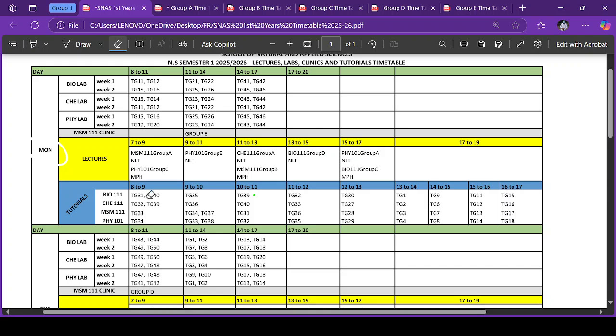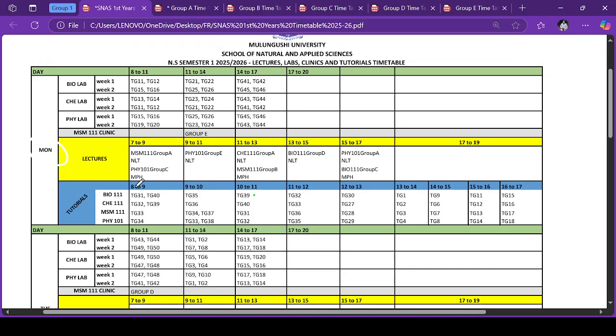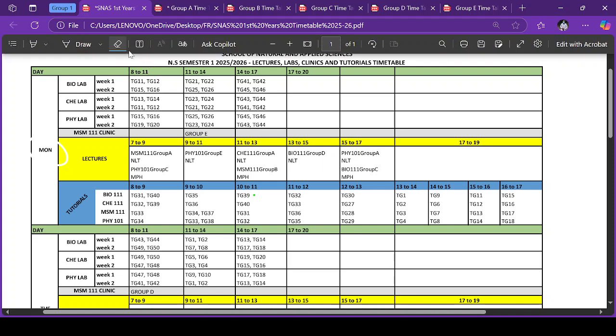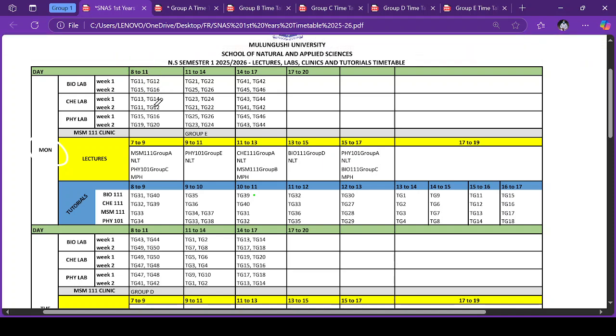So this box is showing from 8 to 9 those who will be having tutorials, TG31, TG40, and so on. These are the ones who will be having their labs, not group 1 to 10. You can't have a lab here. So where are the labs? Labs are here, 8 to 10. Are you seeing this? 8 to 10, you will not find TG1 to TG10. It can't happen.